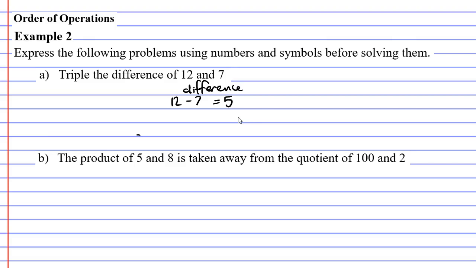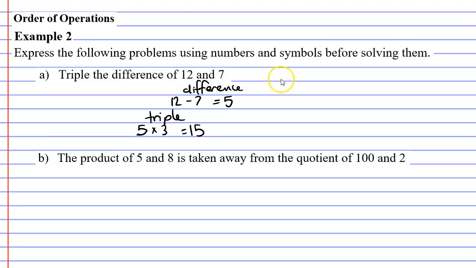All right. And it says to triple the difference of 12 and 7. So that would be 15. And how did I come up with 15? Well, I tripled 5, which is the same as timesing it by 3. So here's our triple part of the question. Now the thing is, I was able to come up with the answer, but I wasn't able to express this problem using numbers and symbols.